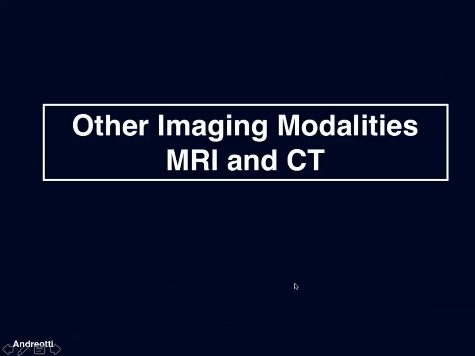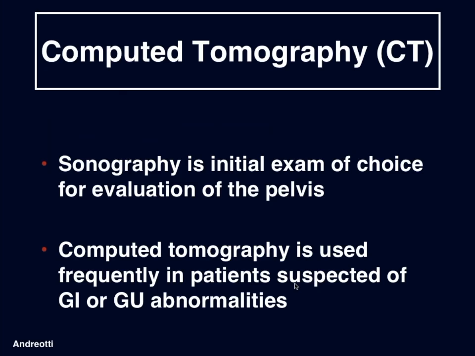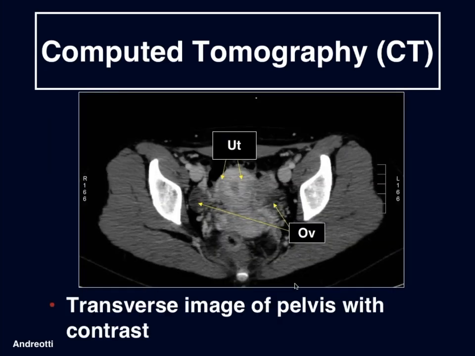So then we have a couple other imaging modalities that we should mention, MRI and CT. And first, I'd just like to emphasize once again that sonography is the initial exam of choice for evaluation of the pelvis, but computed tomography is used frequently in patients who are suspected of GI or GU abnormalities. And here we have an example of a CT where we can see the uterus with some enhancement normally of the myometrium, just like with contrast enhanced ultrasound, and we can see ovaries on either side of the uterus.